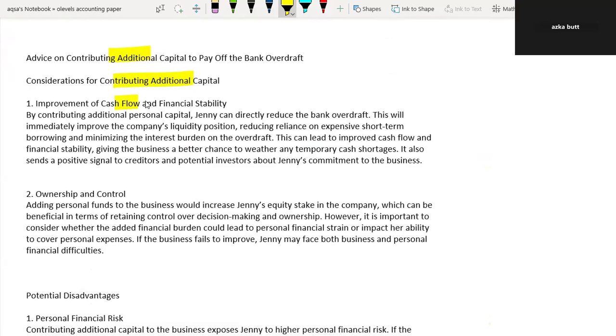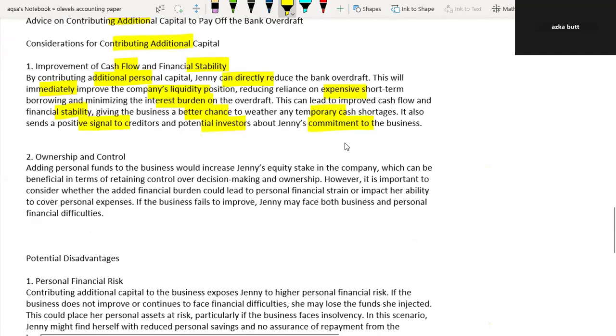is the improvement of cash flow and financial stability. By contributing additional personal capital, Jenny can directly reduce the bank overdraft, and this will immediately improve the company's liquidity position, reducing reliance on expensive short-term borrowing and minimizing the interest burden on the overdraft. So this can lead to improved cash flow and financial stability, giving the business a better chance to weather any temporary cash shortage. It also sends a positive signal to creditors and potential investors about Jenny's commitment to the business.